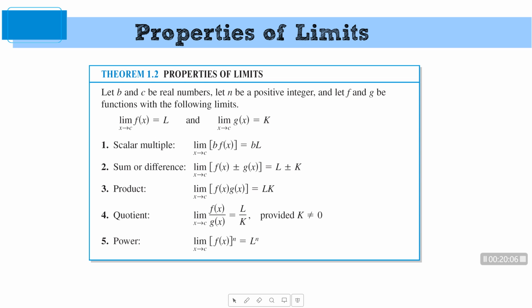Then we get this whole big mess. And that's simply what it is, it's just a mess. The limit of a sum is the sum of the limits. Find the limit of one, find the limit of the other, add them up, you're good to go. The limit of a product is the product of the limits. Find the limit of one, find the limit of the other, multiply them together.